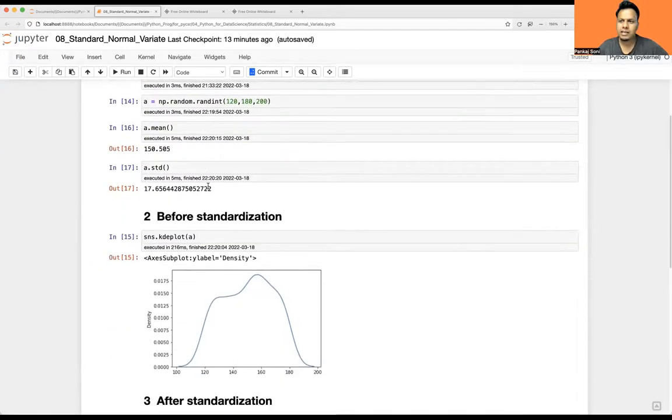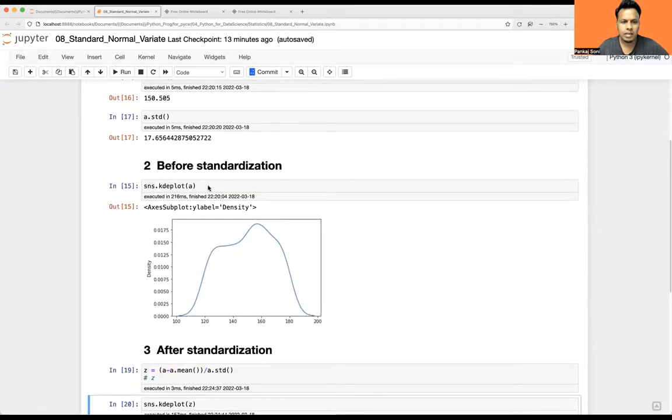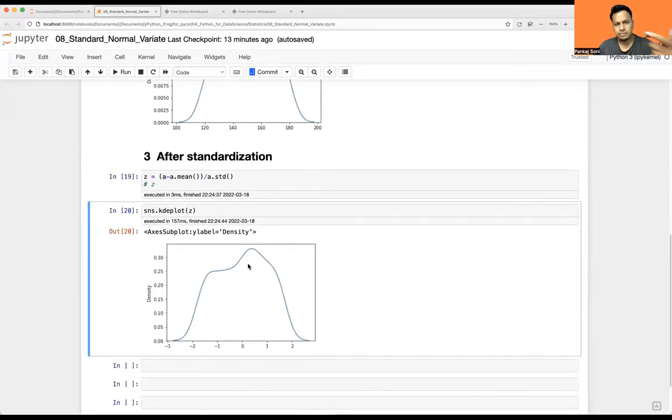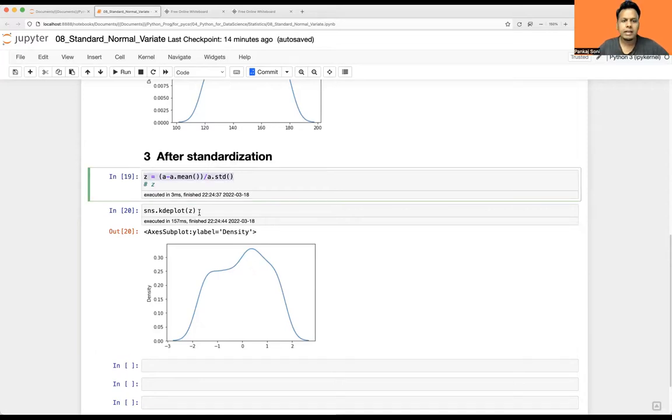And just practice with different data, generate some random variable and do the KDE plot. You will see mu and their standard deviation. Then subtract each value by the mean and divide by standard deviation. And then you do the KDE plot. Then you will see your mean is exactly falling at 0.